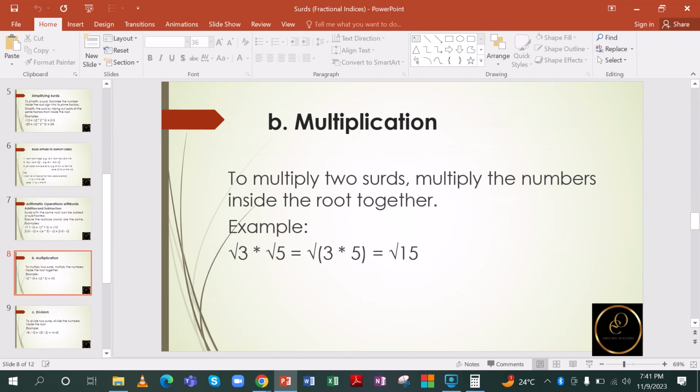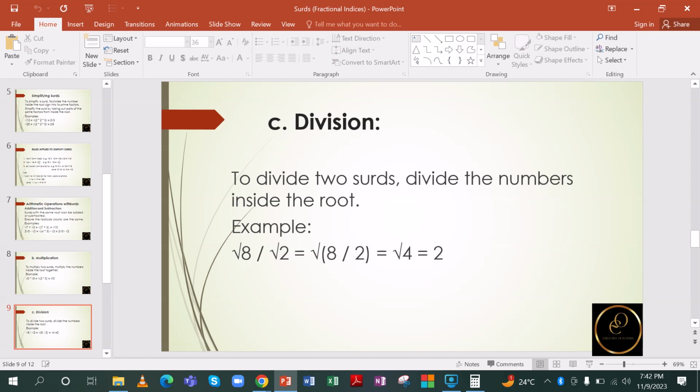Let's move on to look at multiplication. To multiply 2 surds, you need to multiply the numbers inside the root together. For instance, you have square root of 3 times square root of 5. It's the same as square root of 3 times 5, which is square root of 15. So those particular rules are supposed to be followed when you are dealing with surds.